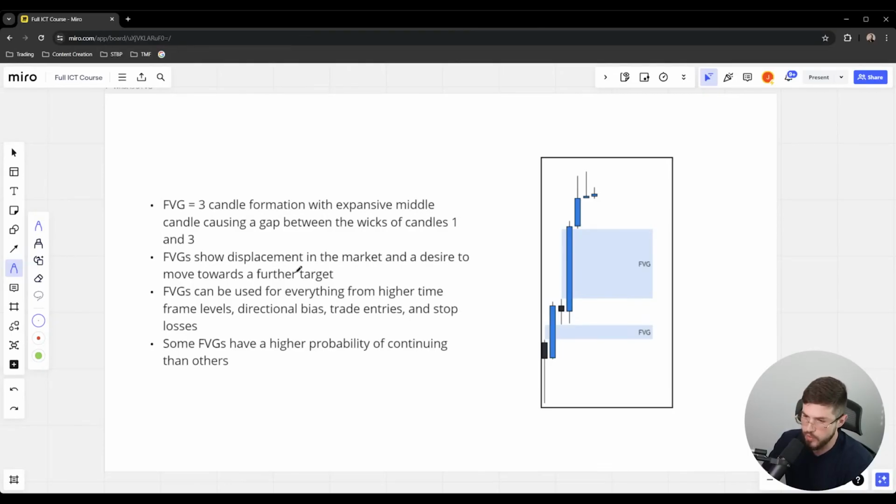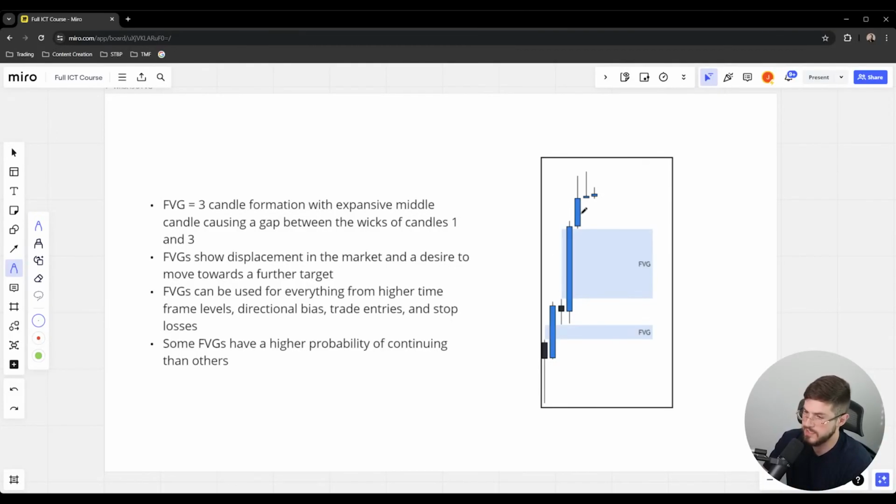So what they do is they show a desire to move further, okay? We can use fair value gaps for everything from higher time frame levels, directional bias, trade entries, and stop losses. And I want you to understand that some fair value gaps have a higher probability of continuing than others. As with anything in trading, nothing is 100%. And in fact, just because this is a fair value gap doesn't mean that it's high probability. In fact, neither of these are. They're actually both very low probability.